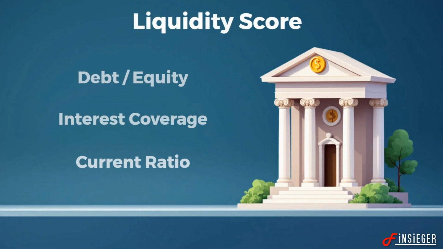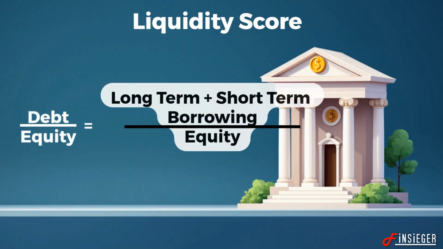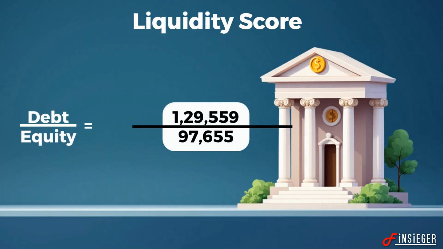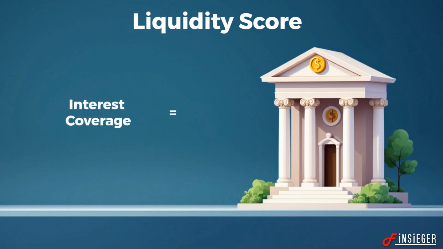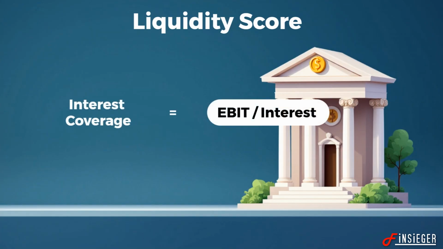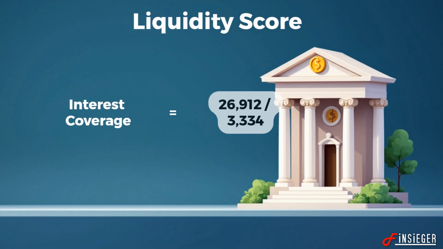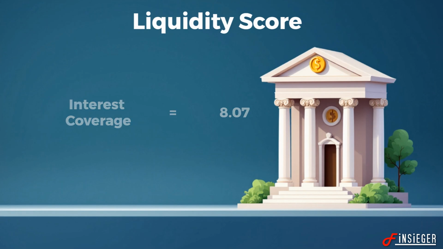In case of liquidity, let's look at these 3 parameters. Debt to equity is long-term plus short-term borrowing divided by equity, which in this case comes to 1.32, which is better as it's less than 2. Interest coverage is earnings before interest and taxes divided by the interest portion. In the case of LNT, it is 8.07. It is good as it is above 1 here.